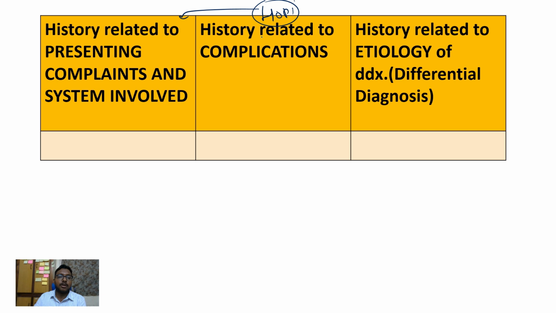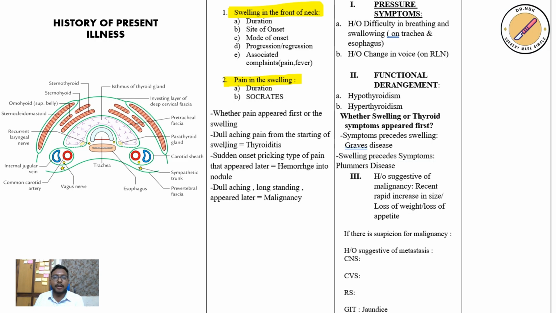One is history related to the presenting complaint in the system involved. Second one is complications history. Third one is etiology history. These are the three main headings in case of history of present illness in any case. We will apply the same thing to our goiter.